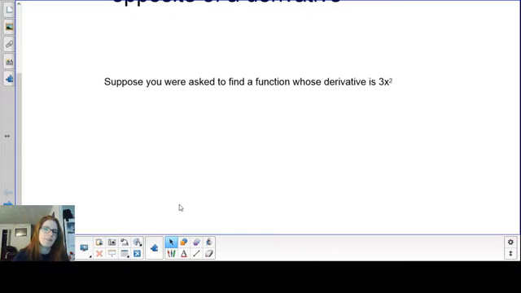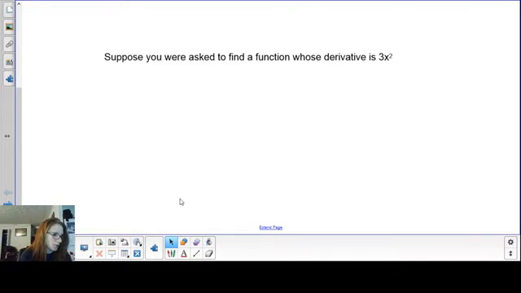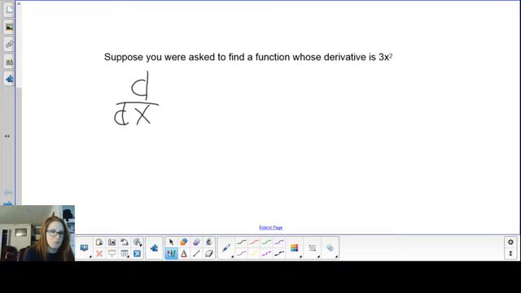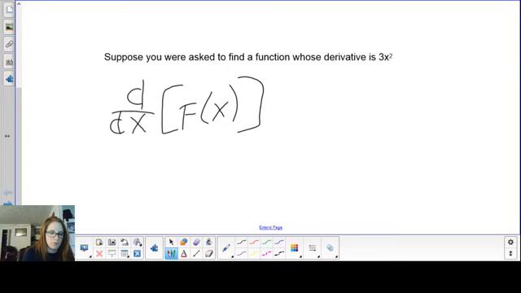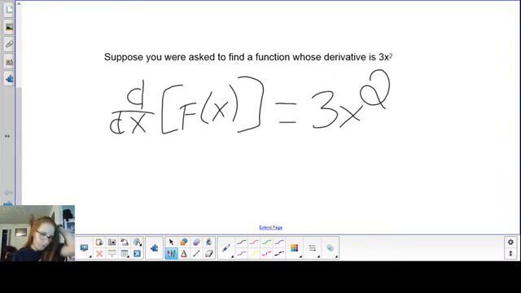Suppose you're asked to find a function whose derivative was 3x squared. So we know that if I were to take the derivative of some random function, we're just going to call it f, it would be 3x squared. Okay, well, what would this function look like? Maybe x cubed?